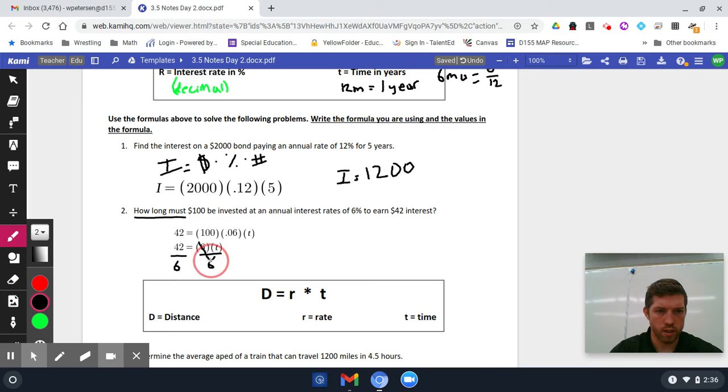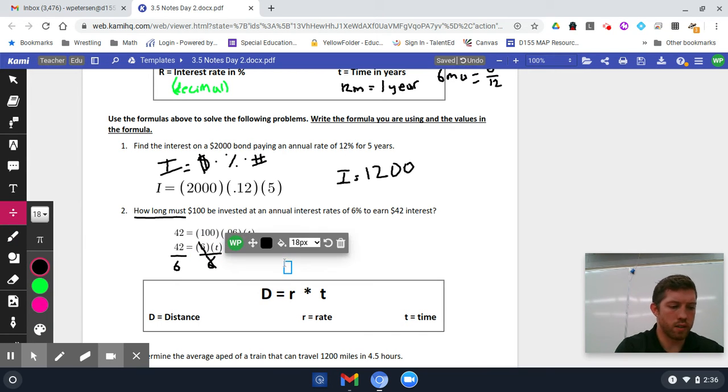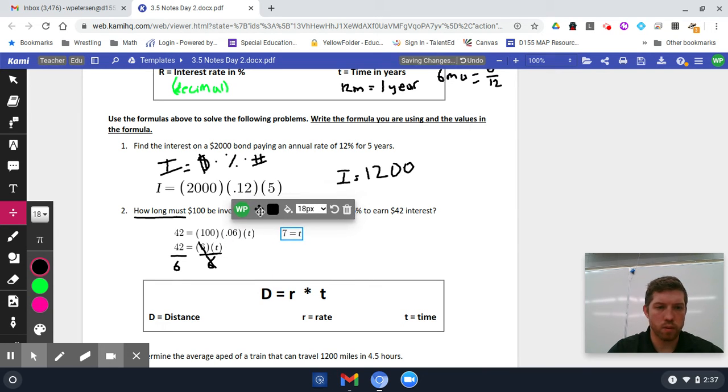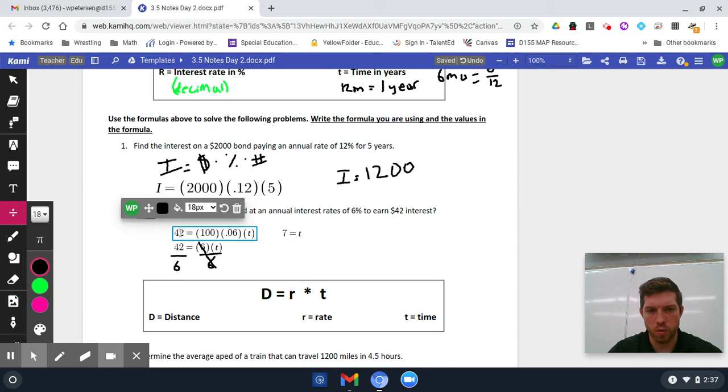All right, these will cross out. And we're ultimately going to be left with 42 divided by 6. 42 divided by 6 is 7. So 7 equals t, which means how long would it take me if I just put $100 in this account? How long did it take me to get $42? Well, it took 7 years. So 7 years is going to be the answer.